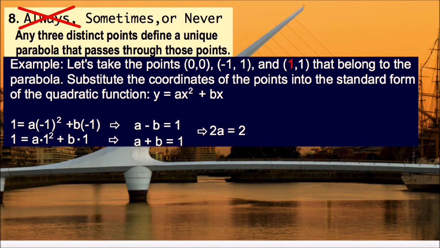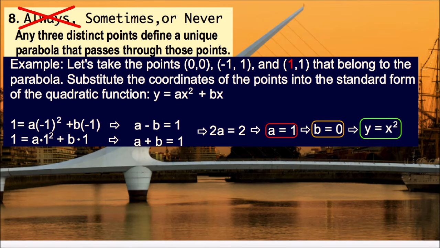Now we add these two equations together. The b's cancel out, and we obtain 2a equals 2. Divide both sides by 2. A equals 1. Thus, b equals 0, because we can take that a and plug it into one of those equations. A plus b equals 1. 1 plus what equals 1? 0. Alrighty, we have all of our coefficients. Thus, the equation would be y equals x squared.